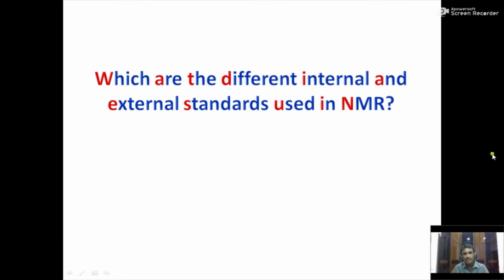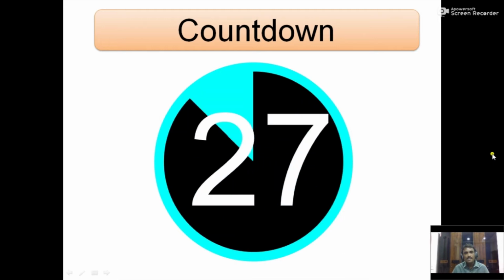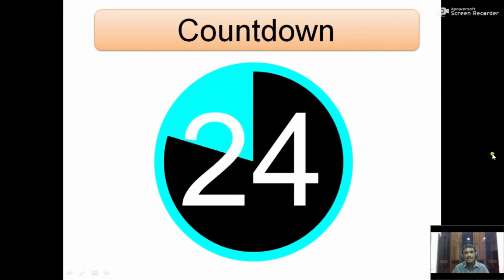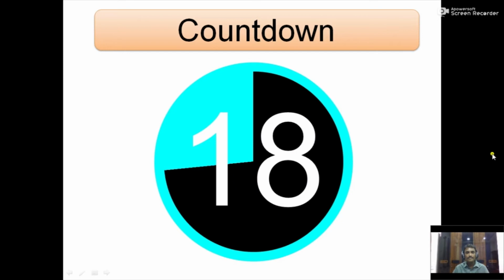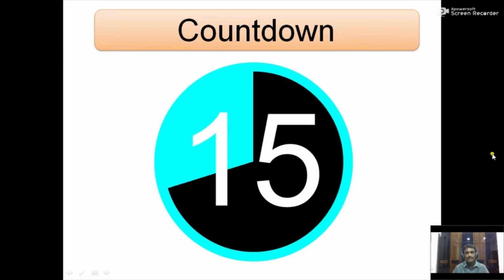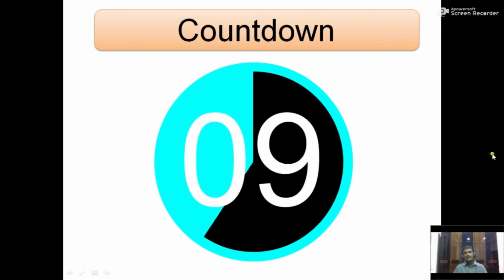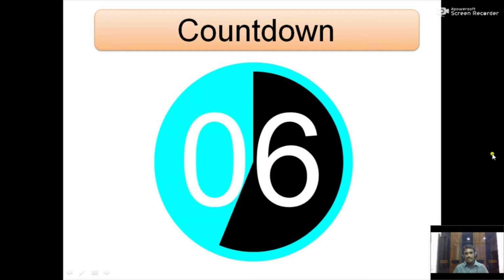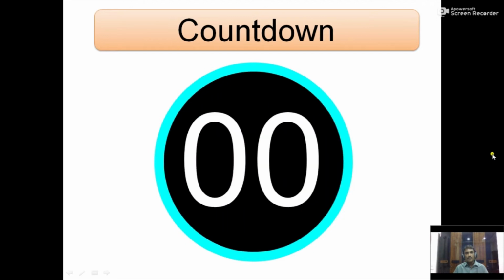Which are the different internal and external standards used in NMR? We have just discussed the very popular one, that is TMS, but the countdown is there with you. You can list some of the internal reference standards or external reference standards which can be used in the NMR spectrum. Please answer in the chat box. TMS is already done. So besides TMS, which are the different reference standards used?